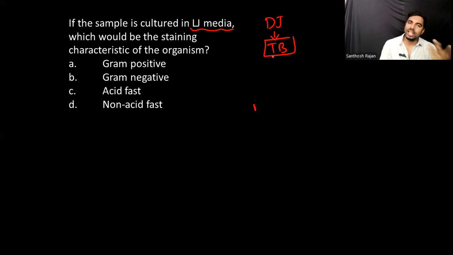So what is the staining for TB? Acid fast. So which stain? Acid fast stain. Not your Gram stain, which is generally used for common staining. So that will not come. So acid fast, or ZN stain, Ziehl-Neelsen stain. This is the answer. Easy. So you know that one. I'm not going to stress here. There are a lot of questions on TB, that's what I want you to please remember.